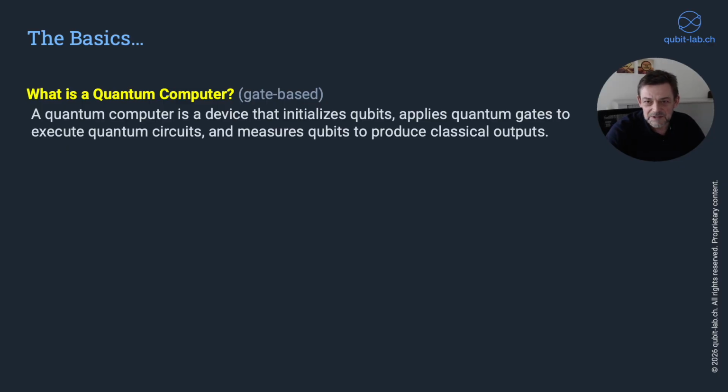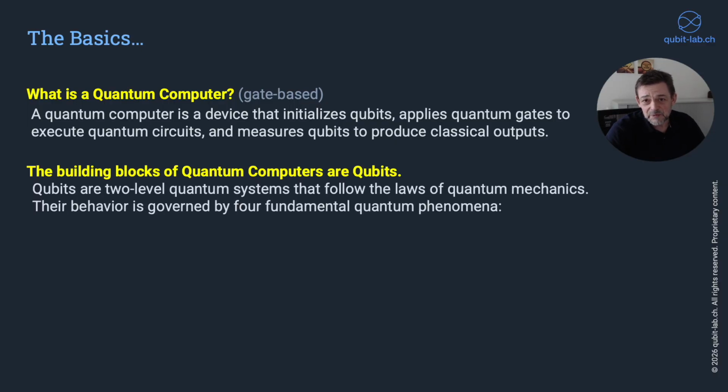So again, what is a gate-based quantum computer? A quantum computer is a device that initializes qubits, applies quantum gates to execute quantum circuits, and measures qubits to produce classical outputs. Simple as that. So the actual building blocks of quantum computers are qubits. Qubits are little two-level quantum systems that follow the laws of quantum mechanics. Their behavior is based on four fundamental quantum phenomena.